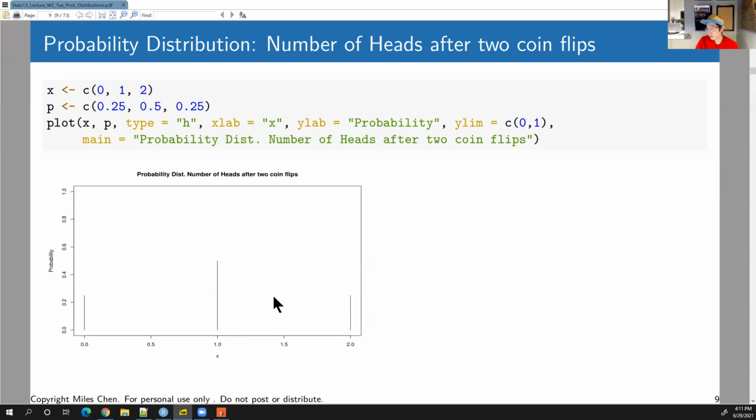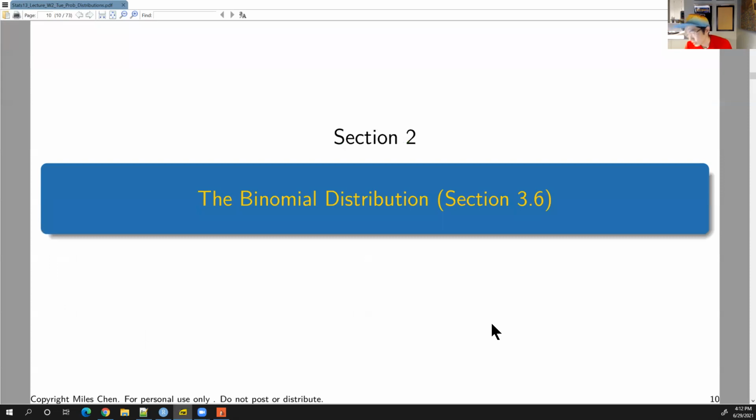Okay, and we have vertical lines here because the other outcomes aren't possible. As far as the number of heads we get, it's not possible to get 1.5 heads or 1.7 heads or any kind of decimal value. You can only get these whole numbers as far as the number of heads we get after 2 coin flips. So these are all examples of probability distributions. What we'll take a look at is a specific probability distribution called the binomial distribution, which has a lot of useful applications and is an important distribution for us to learn.